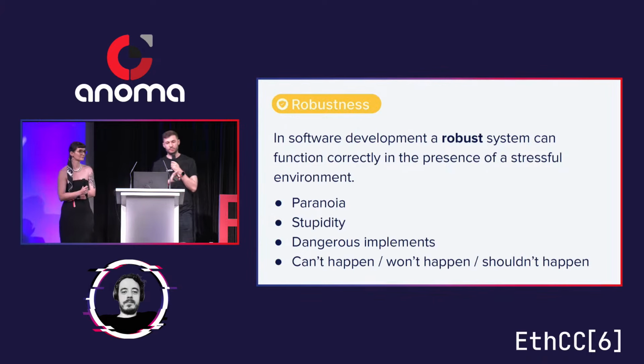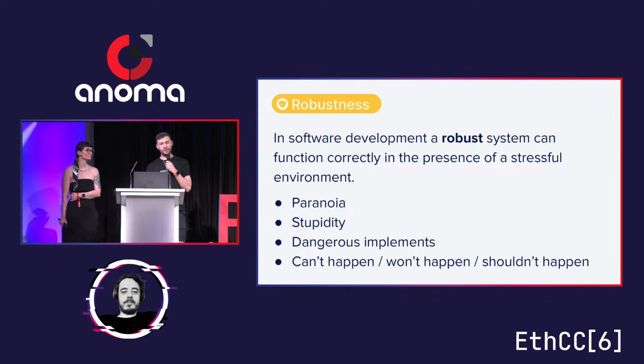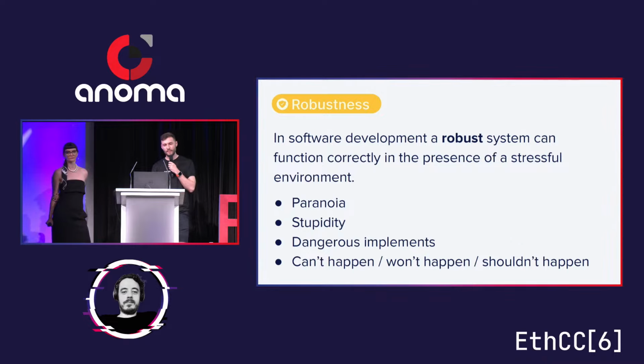The next part is robustness. So in software development, a robust system has to function correctly even in the presence of a stressful environment. This can refer to the system being interacted with. If you have an API, make sure the API is up, it responds quickly and consistently. If this is related to the code the dev has to write, you need to protect the user from themselves.